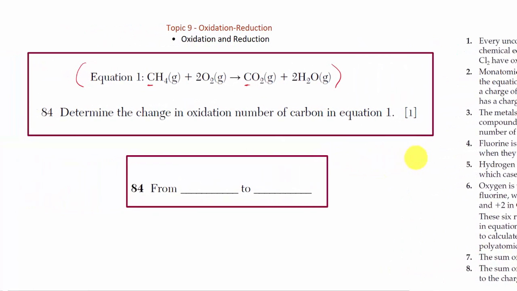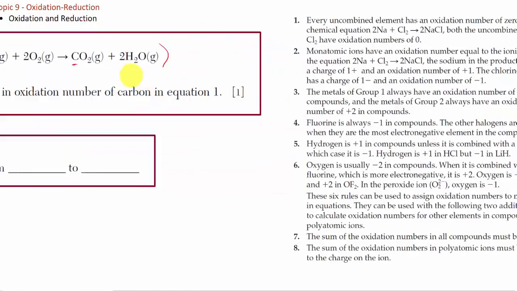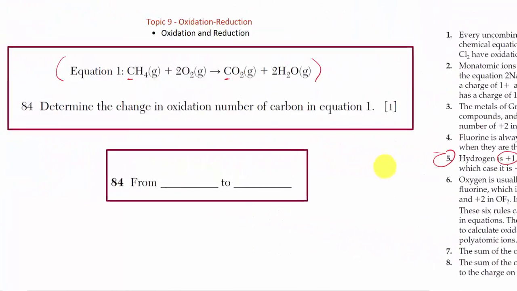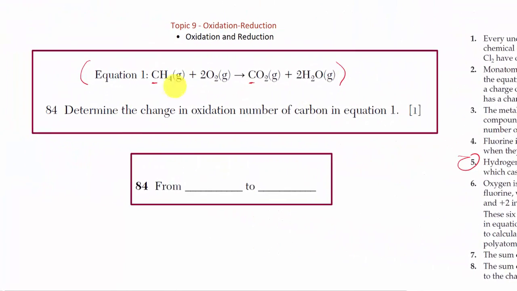In the first compound, we have a combination of carbon and hydrogen, and we don't really have a set rule for carbon, but we do have a set rule for hydrogen. It turns out that hydrogen, according to rule number 5 here, is positive 1 in compounds unless it is combined with a metal, in which case it is negative 1. So hydrogen is plus 1 in hydrochloric acid, but negative 1 in lithium hydride. The only metals that can really turn hydrogen negative are going to be strong metals. Carbon is not one of those. So in this case, your hydrogen is actually plus 1. And since there are 4 of them, that means that the carbon in this case must have a charge of minus 4. So we're starting at minus 4.